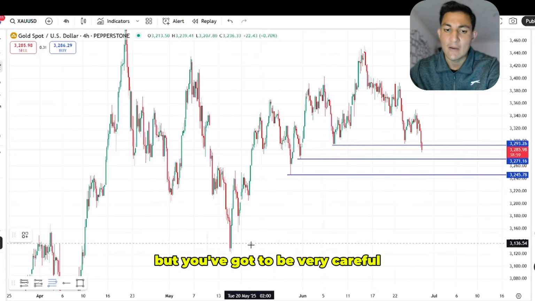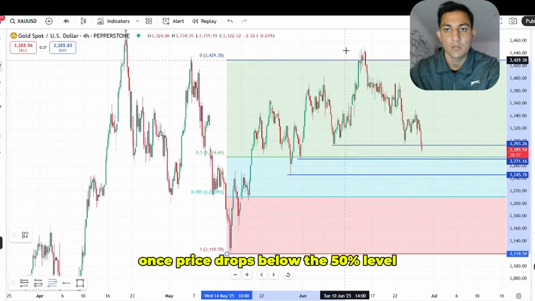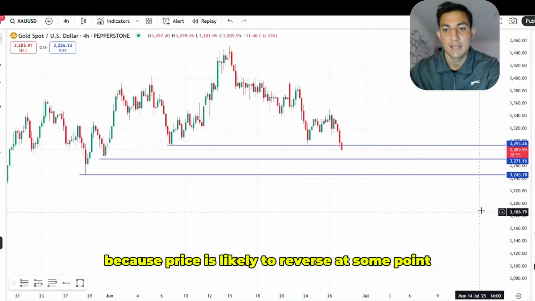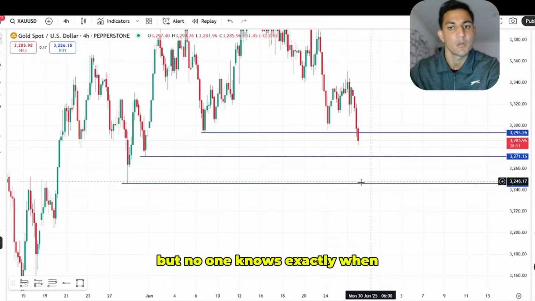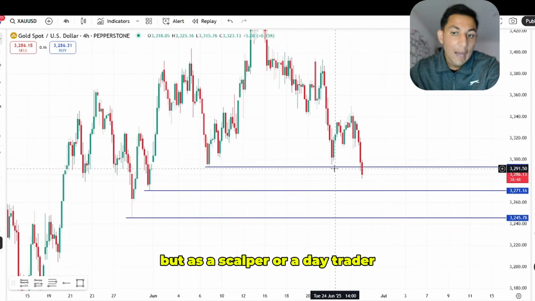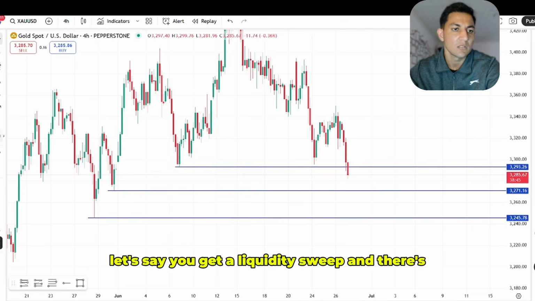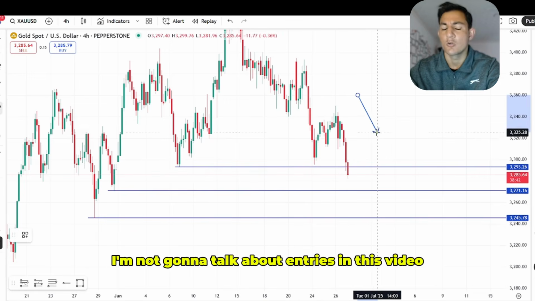But you've got to be very careful once price drops below the 50% level, which we have now. You've got to be very, very careful because price is likely to reverse at some point, but no one knows exactly when. But as a scalper or day trader, let's say you get a liquidity sweep, and I'm not going to talk about entries in this video.